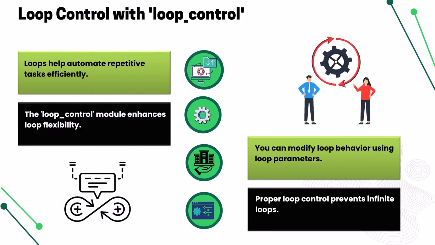Loops are like an assistant that never complains about repetitive tasks. With loop control, we get even more flexibility, almost like giving our loop a few extra brain cells. By tweaking parameters, we make sure our loops do exactly what we want. And of course, preventing infinite loops is key. Otherwise, our code might take a coffee break forever.